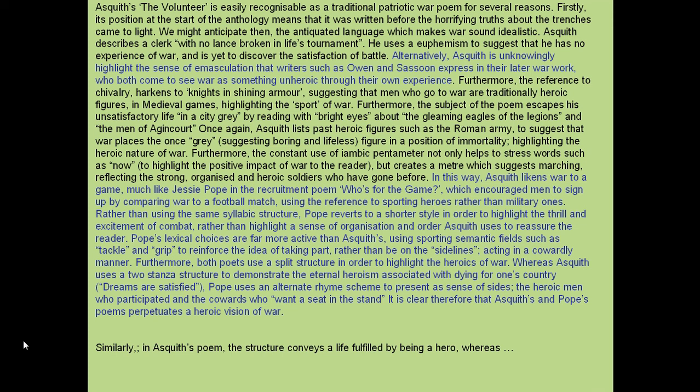Furthermore, both poets use a split structure in order to highlight the heroics of war, whereas Asquith uses a two-stanza structure to demonstrate the eternal heroism associated with dying for one's country, dreams are satisfied. Pope uses an alternate rhyme scheme to present a sense of sides: the heroic men who participated and the cowards who want a seat in the stand. It's clear, therefore, that Asquith and Pope's poems perpetuate a heroic vision of war. There's a comparison. You can see I'm coming back to the argument slightly at the end as well.